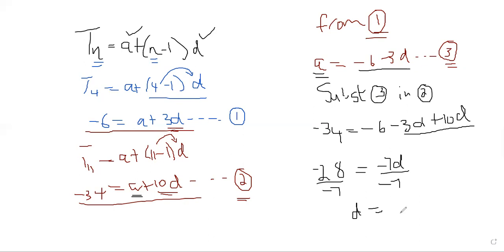Right? So it's +4, because it's negative and negative, they give you positive. So already we know that our D is equal to 4, right?